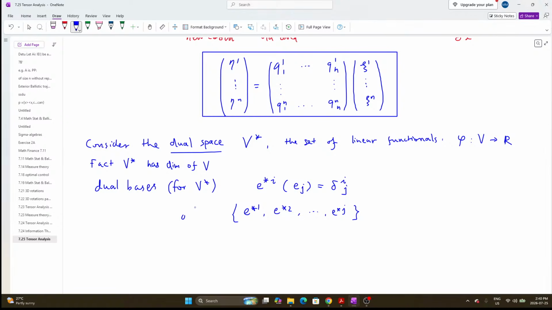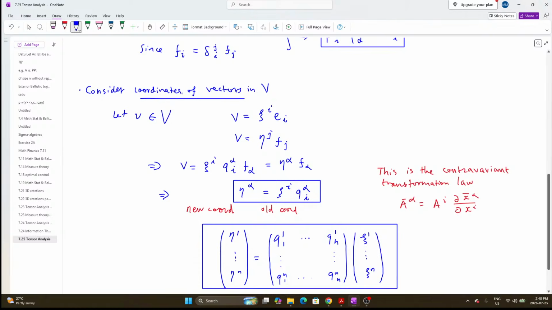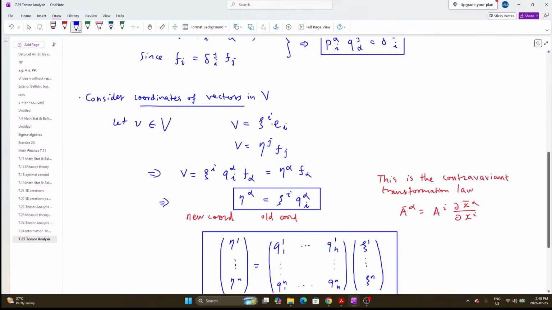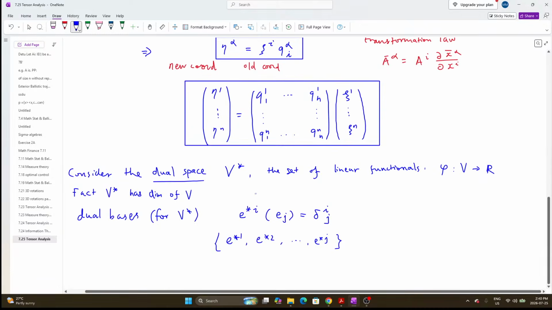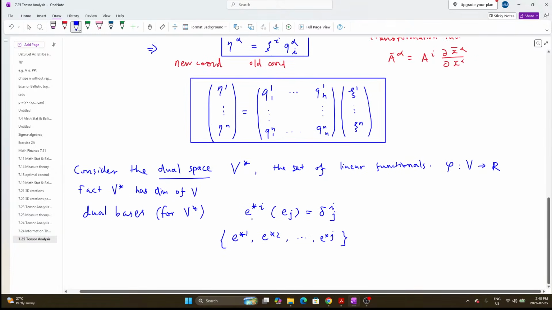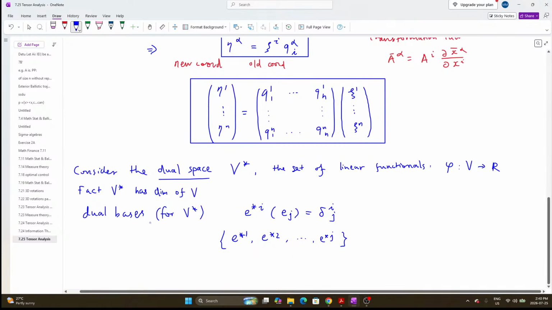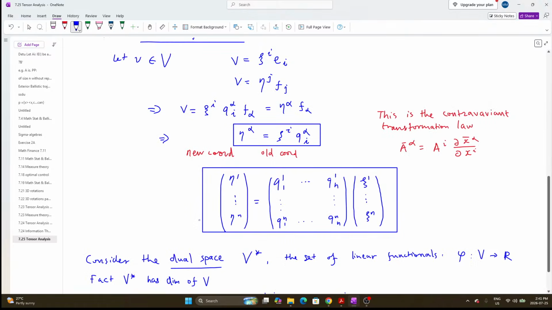So the dual basis works like this. Given the vector space V without the star, you can define the dual space V star, and V can be assigned a basis, e_i. And given e_i, you can get the dual basis, e star. E star is the basis for V star. Okay, that's the logic here.